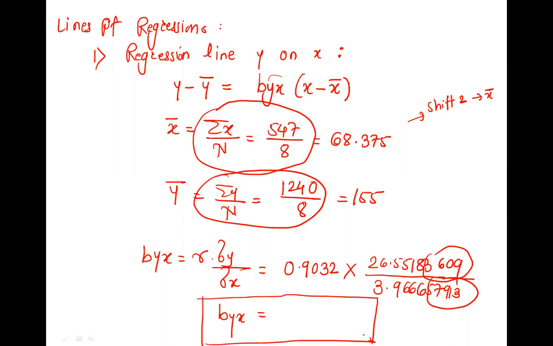6.0458. We'll stop up to 4 digits. So 6.0458 is your byx.